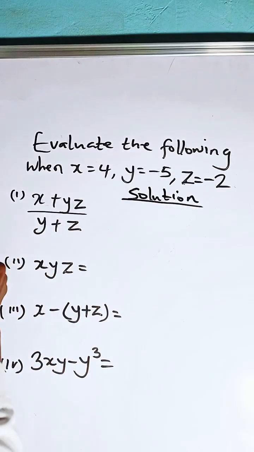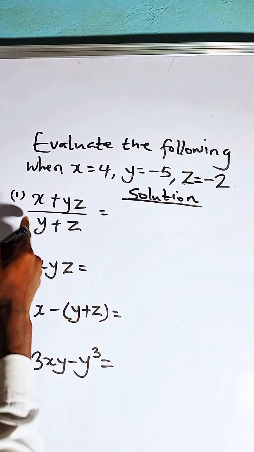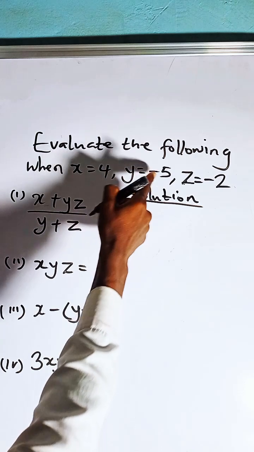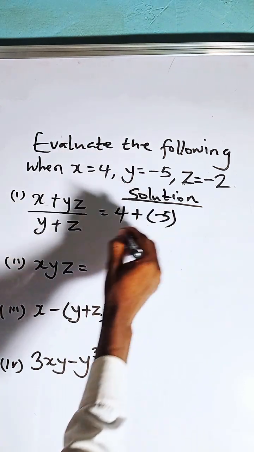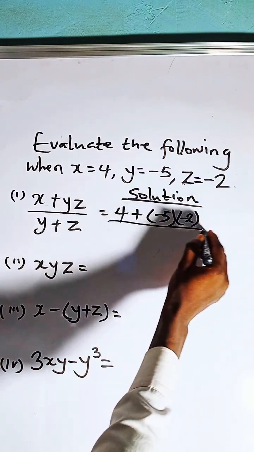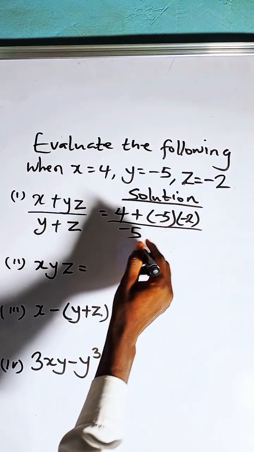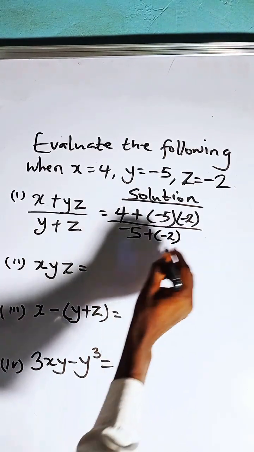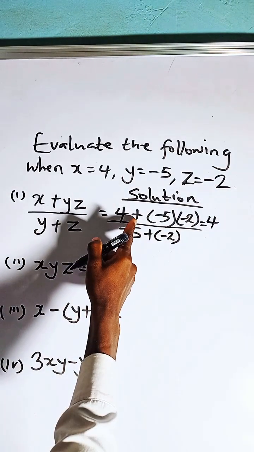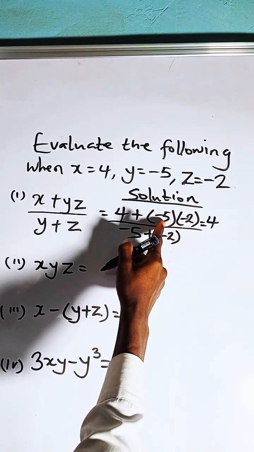Looking at the first expression, we have x plus yz over y plus z. For the value of x, we replace it with 4, plus the value of y, which is -5, and the value of z, which is -2, over y, which is -5, plus z, which is -2. We need to be very careful of the sign. Here we have 4 plus -5 times -2. Minus times minus is plus, and 5 times 2 is 10.